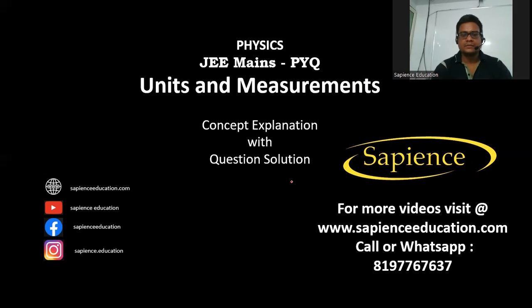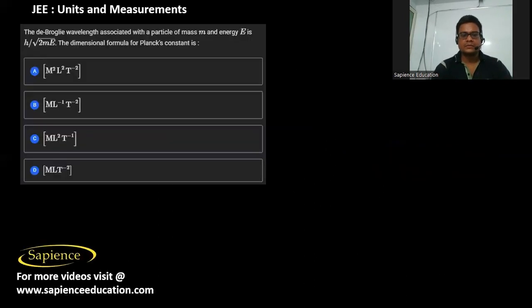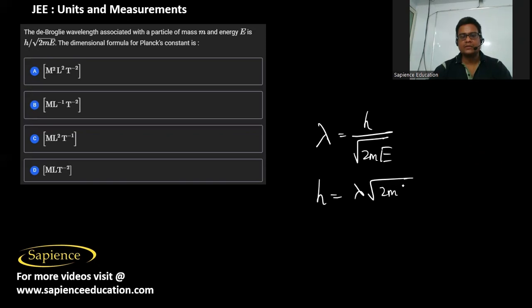So here we shall start from the very first question onwards. It has been told that the de Broglie wavelength associated with a particle of mass m and energy E is h. So the de Broglie wavelength, that is lambda, is h by root over 2mE, where E is the energy. Then the dimensional formula for Planck's constant is, so h will be equal to lambda into root over 2mE.